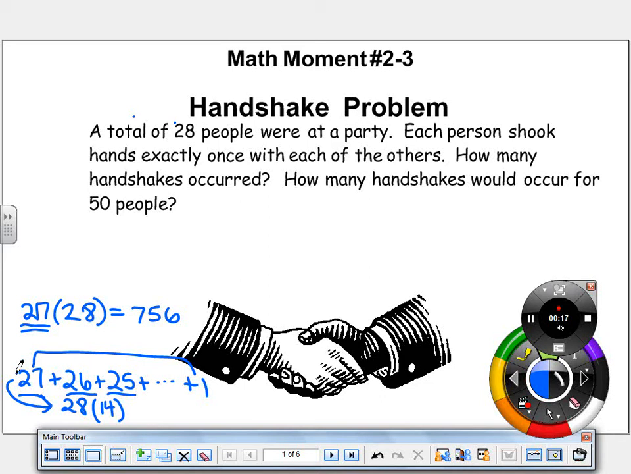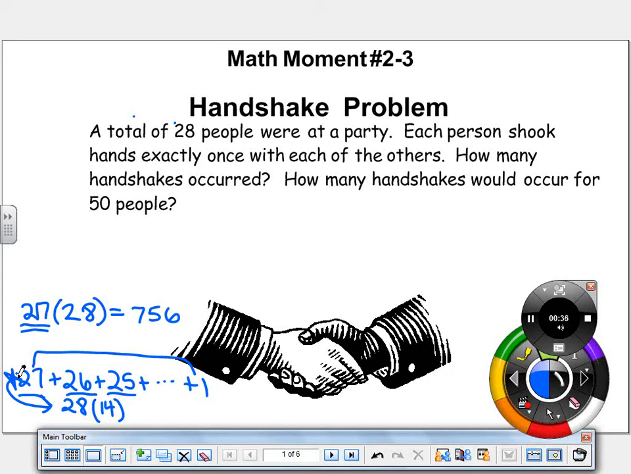Then the problem changed to 50 people, okay? Which would make this expression right here a little more complicated and would get kind of annoying if you had to keep putting that into your calculator. Agreed? Like, what if I changed the problem to 1,000 people? Do you want to do like 999 plus 998? You'd be like, this is so stupid and a waste of my time, right?